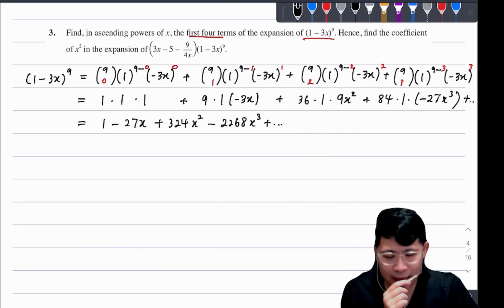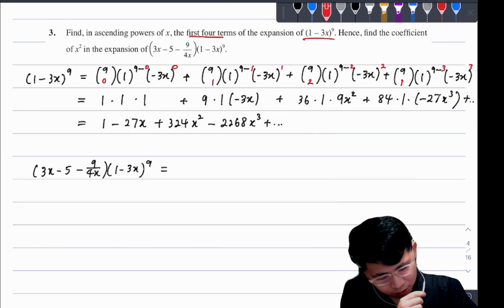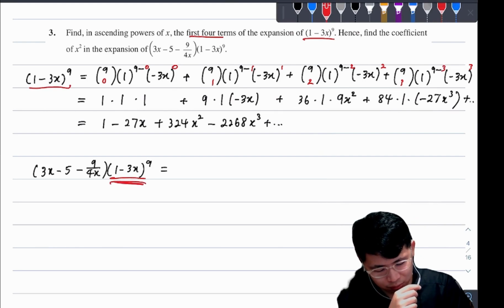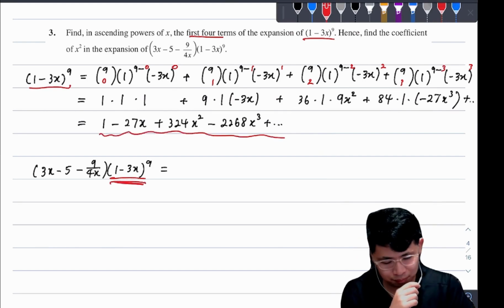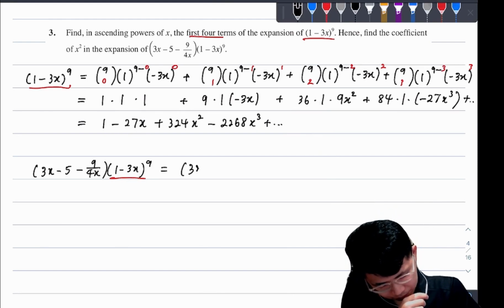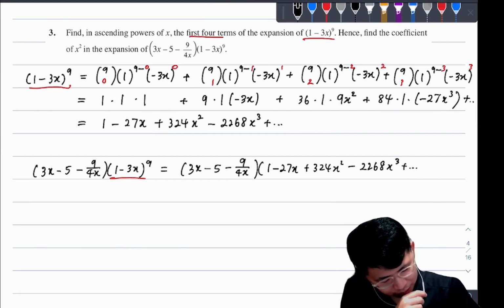Okay, next one. Hence find the coefficient of this. So we have 3x minus 5 minus 9 over 4x, times 1 minus 3x to the power of 9. Over here you observe this is the same part, so actually we can replace this with this expanded form. So we have 3x minus 5 minus 9 over 4x, and then 1 minus 27x plus 324x squared minus 2268x cubed, and so on and so forth.